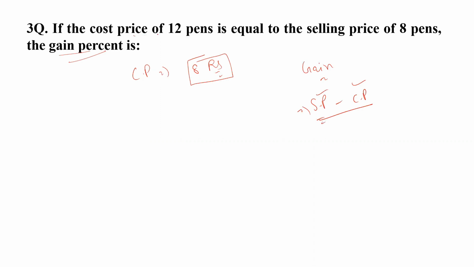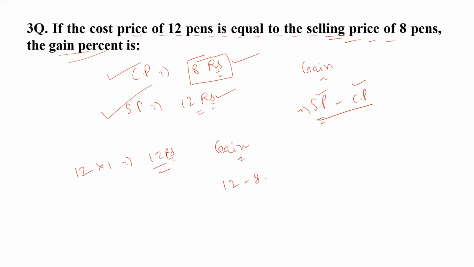We have been given that the cost price of 12 pens is equal to the selling price of 8 pens. We know the cost price of 1 pen is 1 rupee, so the cost price of 12 pens should be 12 rupees. Since that is equal to the sale price of 8 pens, the sale price of 8 pens would be 12 rupees. Now we know both: the cost price is 8 rupees and the selling price is 12 rupees. The gain or profit would be 12 minus 8, which is 4 rupees.